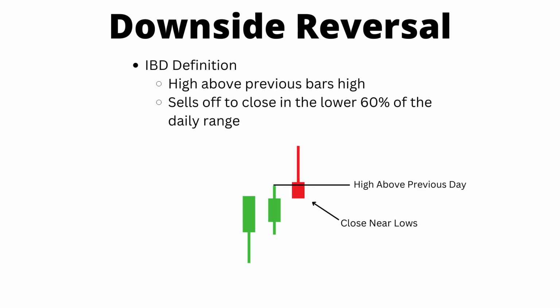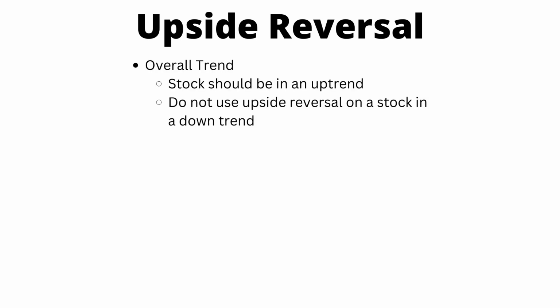So now that we have a general understanding of what reversal bars are, let's talk about when you want to use them. First, let's talk about the upside reversal. When looking for a reversal bar, it's very important to consider the overall trend of the stock. The reversal should only be taken in the direction of the trend. For example, if the overall trend of a stock is up, you'll be looking for an upside reversal bar, not a downside reversal bar.